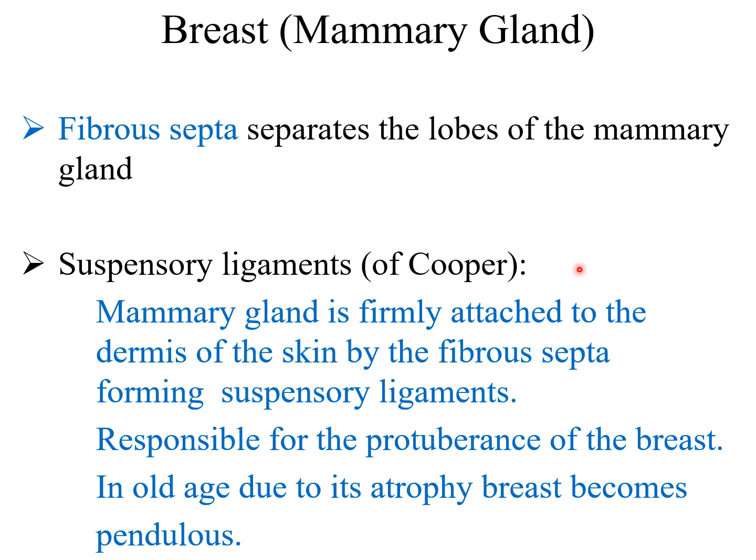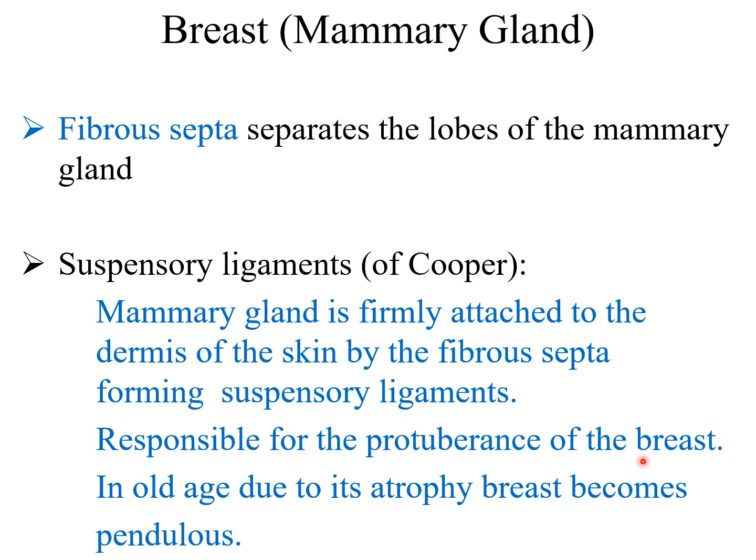Now there are structures which are known as suspensory ligaments, and very commonly they are known as ligaments of Cooper, because he is the person who identified these ligaments. The mammary gland is firmly attached to the dermis of the skin by the fibrous septa forming the suspensory ligaments. And these ligaments are responsible for the protuberance of the breast in young females.